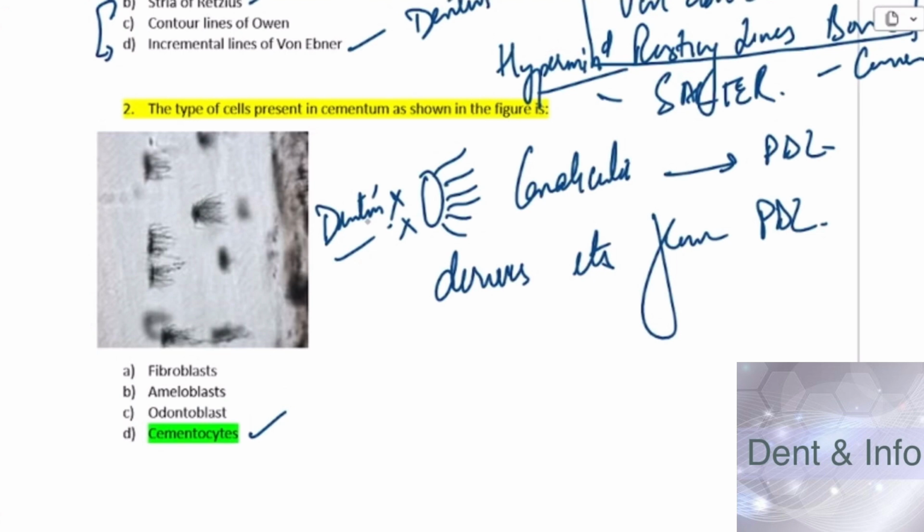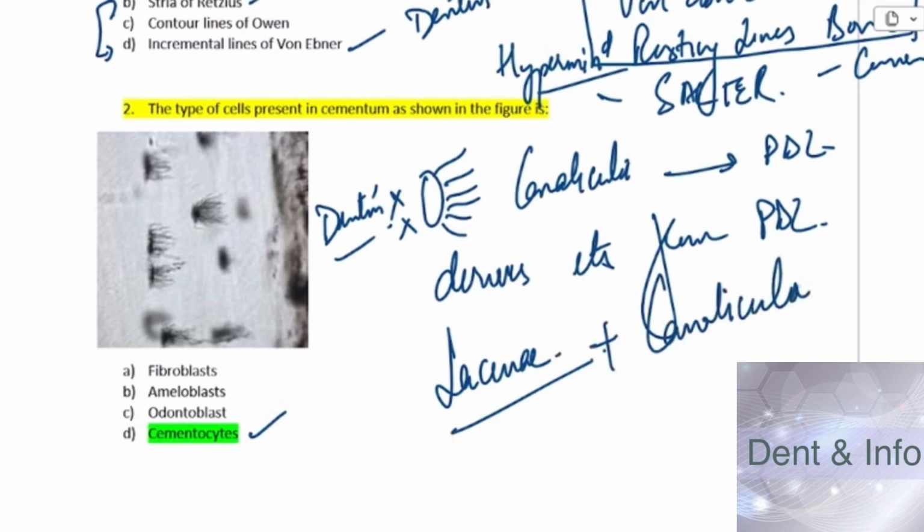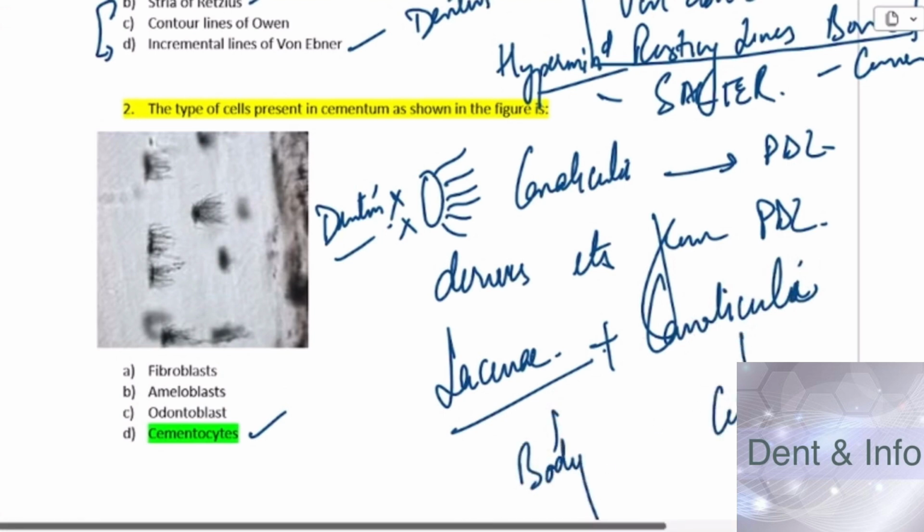So this is a cellular cementum that contains cells. The space where the cells are present are called lacunae, and the cellular processes are present within the canaliculi. So these are the spaces. Lacunae contains the cell body, whereas canaliculi contains the cell's processes. Since this is mineralized, within the mineralized component, the empty spaces that contain the cells are called lacunae, whereas the spaces that contain the cell processes are called canaliculi.